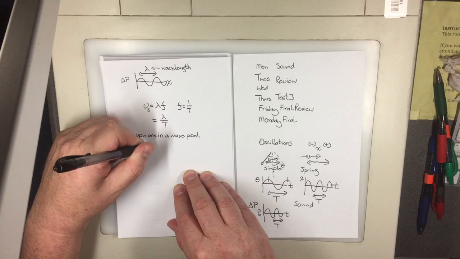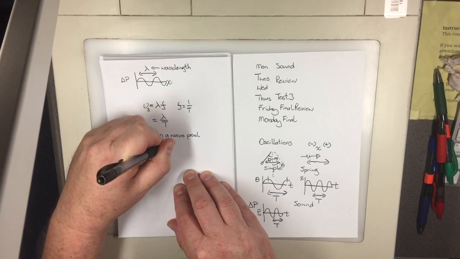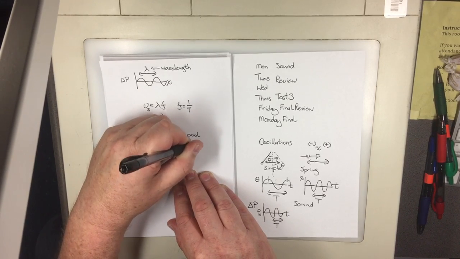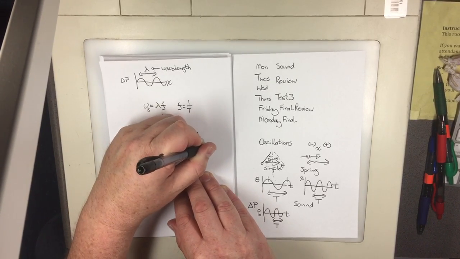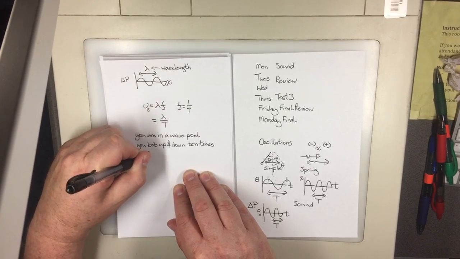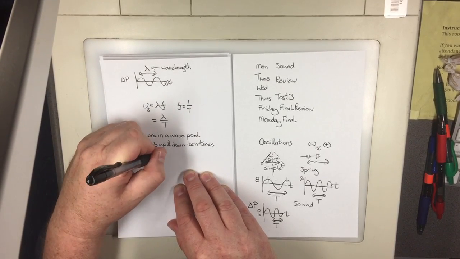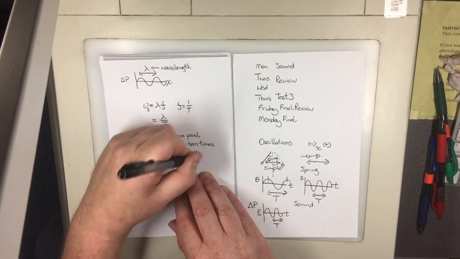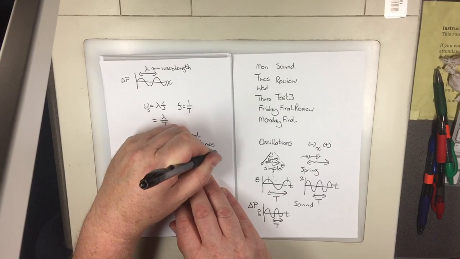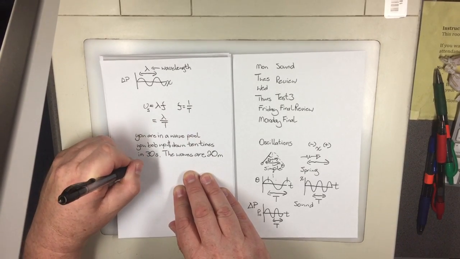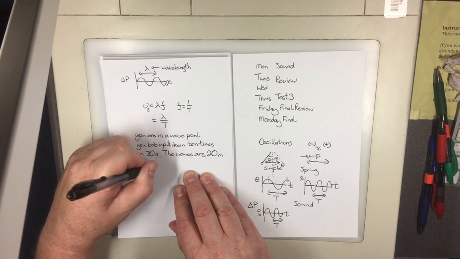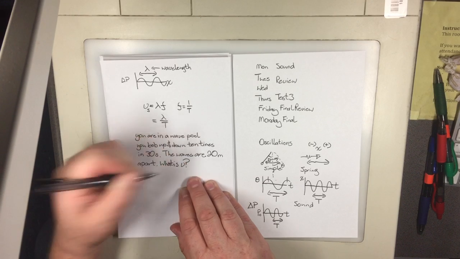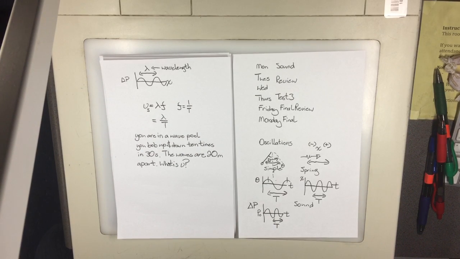You bob up and down 10 times in 30 seconds. The waves are 20 meters apart. What is the velocity of those waves in the pool?